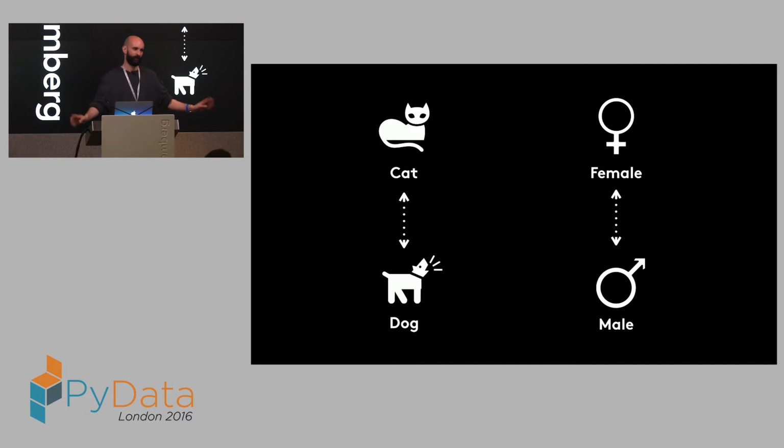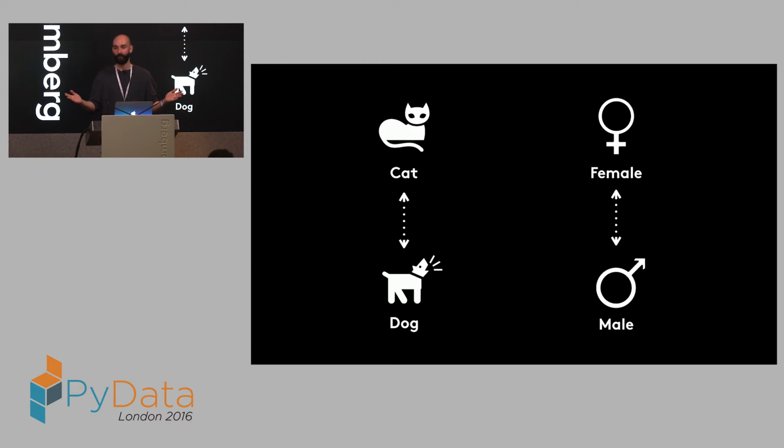So this is the audience participation section of the presentation. If we take cat, would you say cat is closer to female or closer to male in terms of the semantics? What would you say the concept of cat is closer to, male or female?